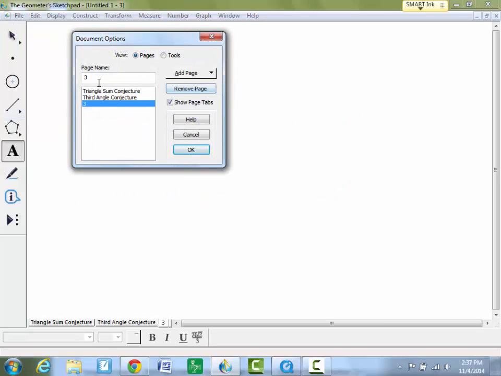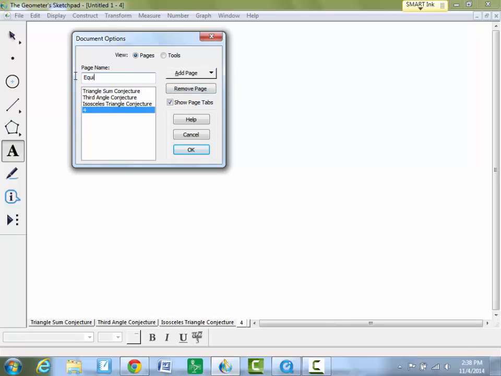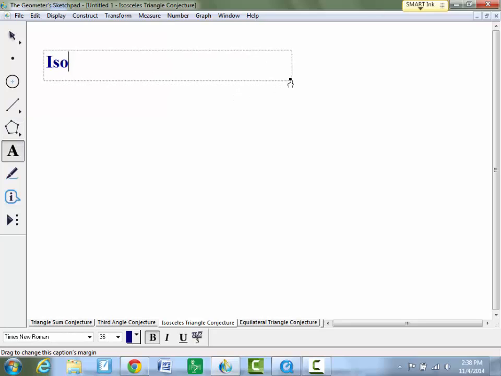pages to your document. And so we're going to add in the isosceles triangle conjecture. And we're going to add another page for the equilateral triangle conjecture. And now I have those tabs here at the bottom, and it's just easier to access my work. So our first one here is going to be the isosceles triangle conjecture.